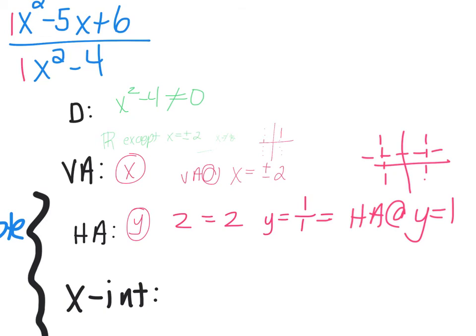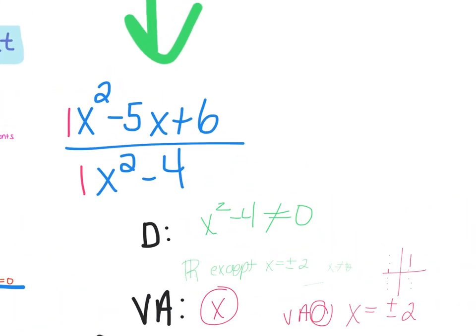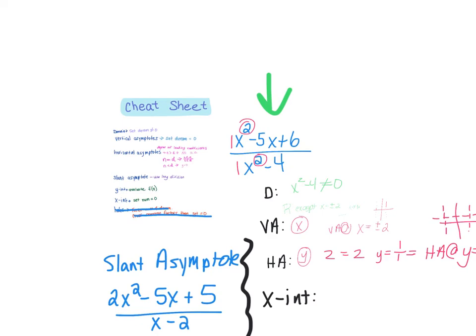What was the 2 equals 2? Where did that come from? The numerator degree and the denominator degree. Good. Ask questions now.